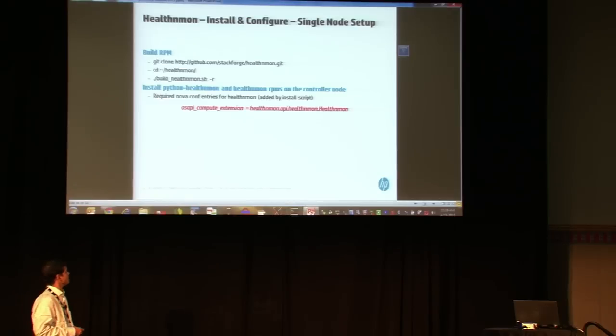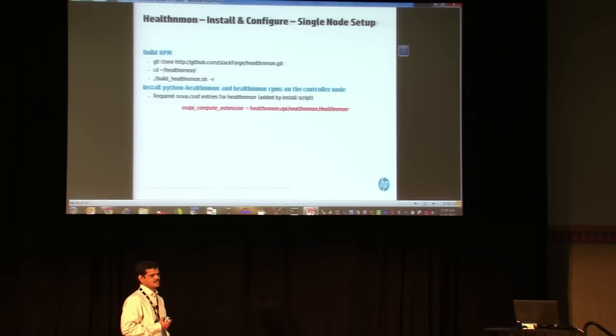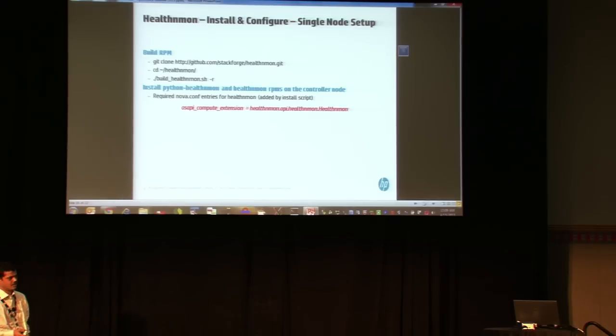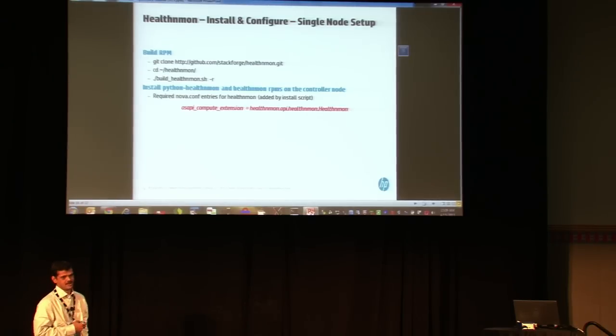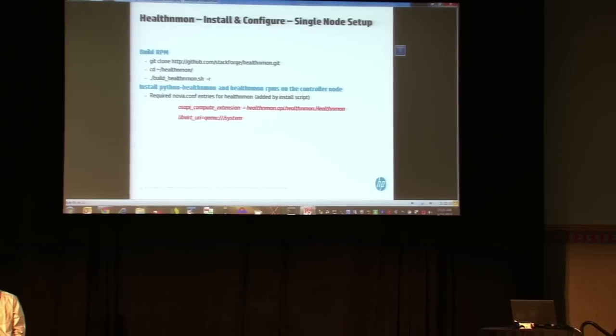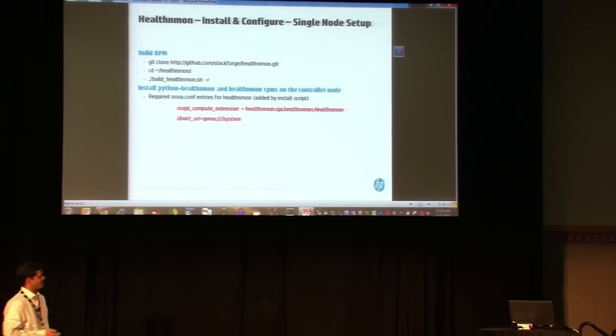We are using Healthnmon as an extension of the Nova API. So any data that you want to access for Healthnmon will go through this Nova API extension, and this is the entry that is required in the nova.conf to make that extension available. This is done automatically by the RPM package itself. And since it is a KVM implementation, with the Libvirt URI, since this is a single node setup, you can set the Libvirt URI to qemu:///system, which will connect to the local KVM instance.